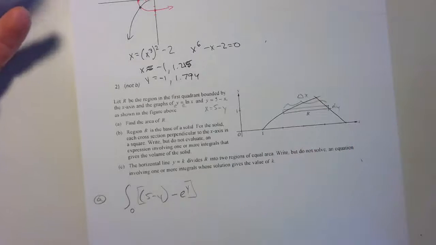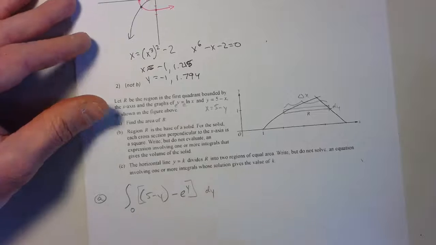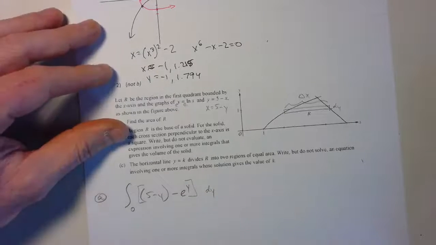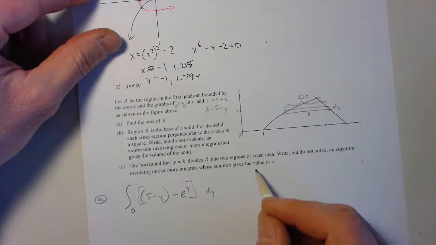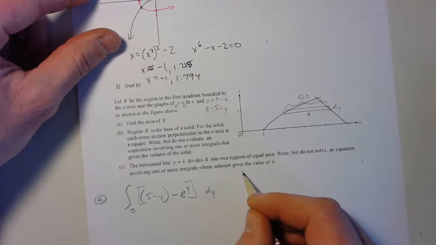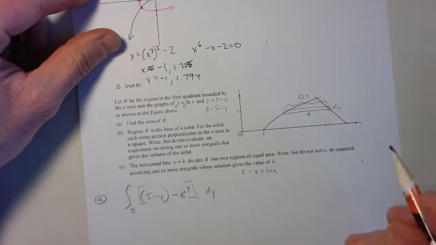If it's a calculator, okay, it's not a big deal, but this is a case where if you don't have a calculator, it's really a no-brainer. You want to use dy there. Okay, just need to find that intersection there. So we need to know when 5 minus x equals the ln of x for ourselves.